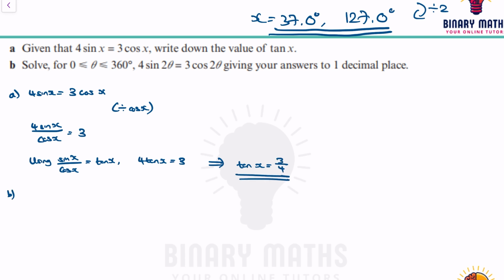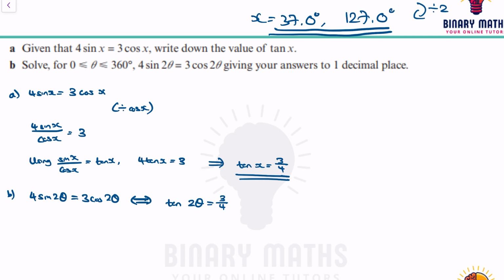Part B, solve for 0 to 360, 4 sine 2 theta is equal to 3 cos 2 theta, giving your answer to 1 decimal place. So we're solving 4 sine 2 theta is equal to 3 cos 2 theta, which looks very similar to the thing that I proved first. So I know 4 sine 3x is equal to 3 cos x gives me tan x is equal to 3/4. So, because the input has changed to 2 theta, it will be the same thing as tan of 2 theta is equal to 3/4.